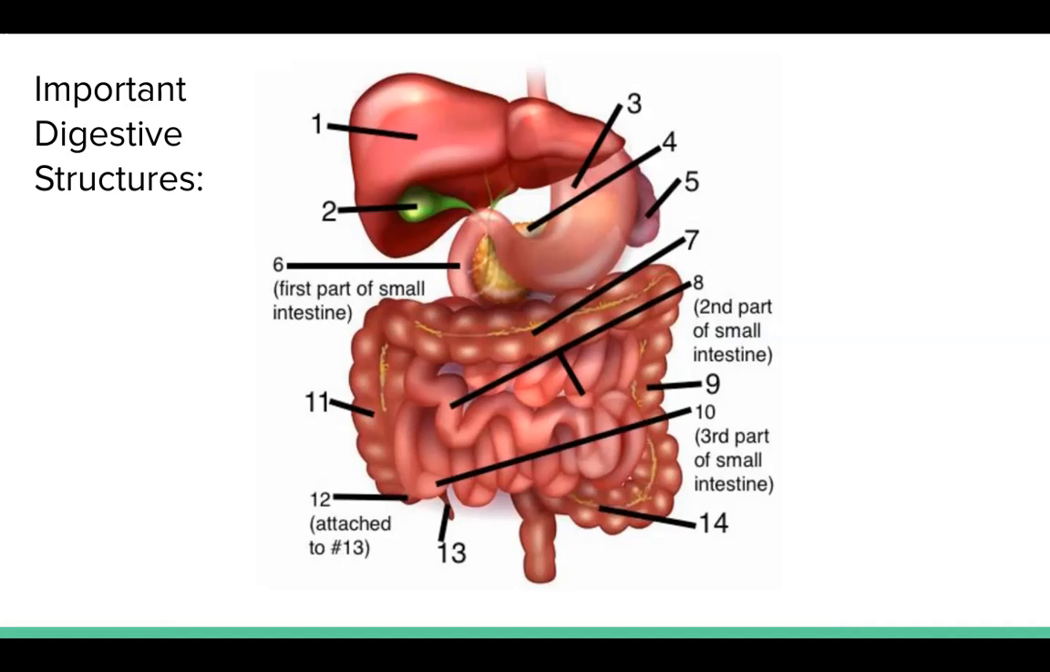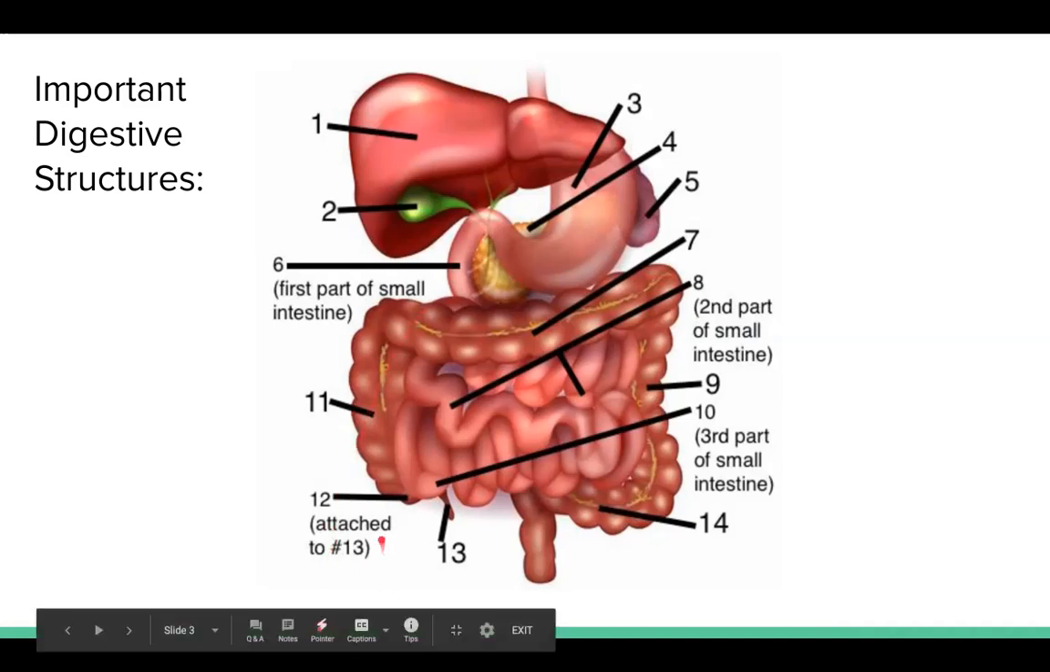Just below the ascending colon is the cecum, labeled number 12. And attached to the cecum is number 13, the structure known as the appendix.